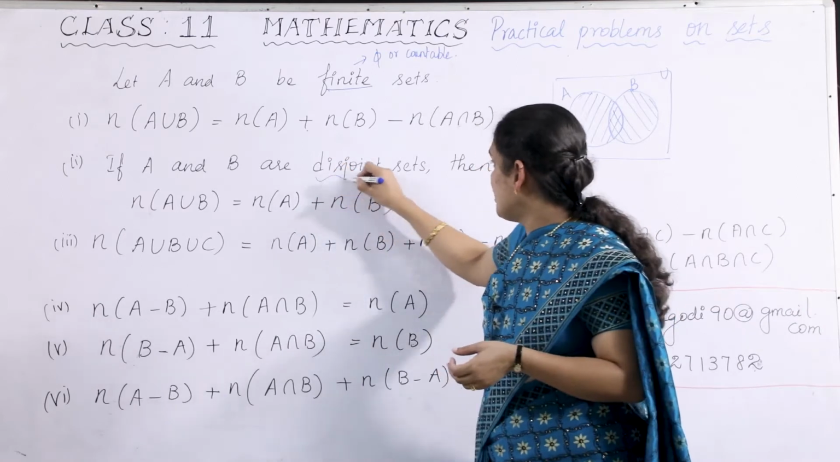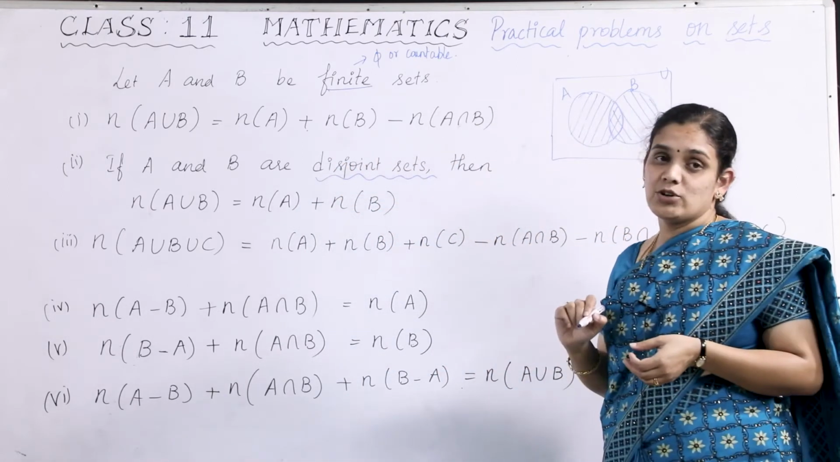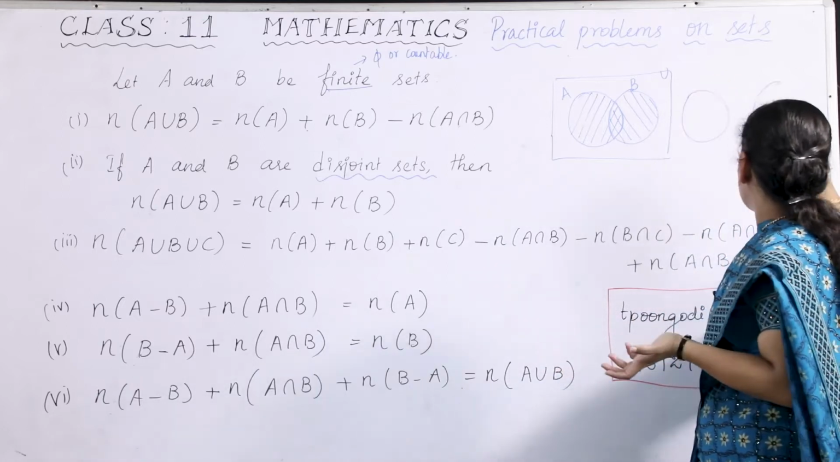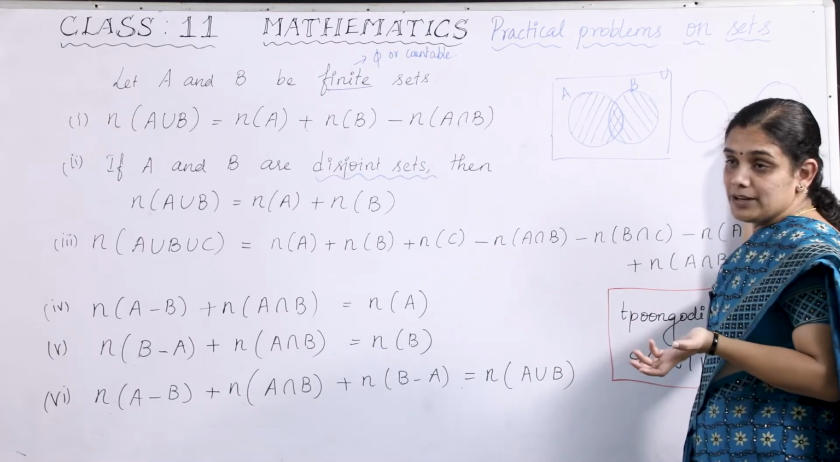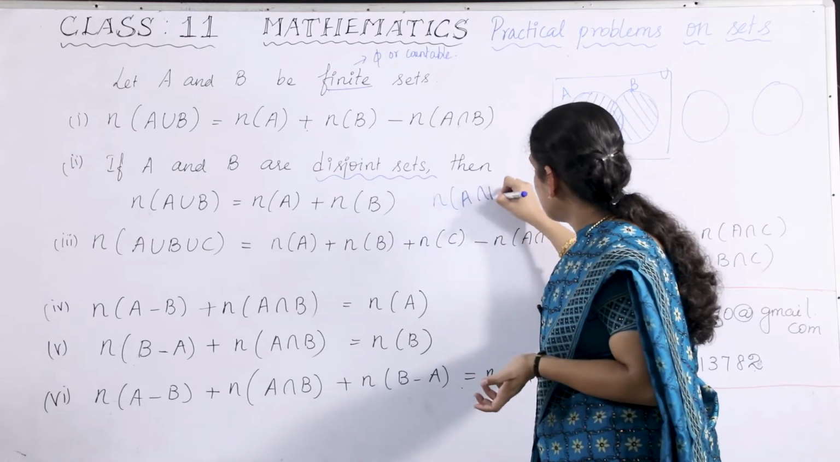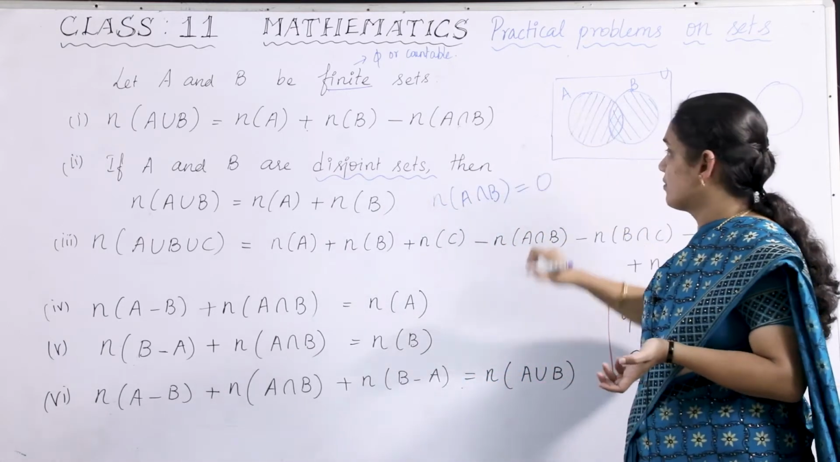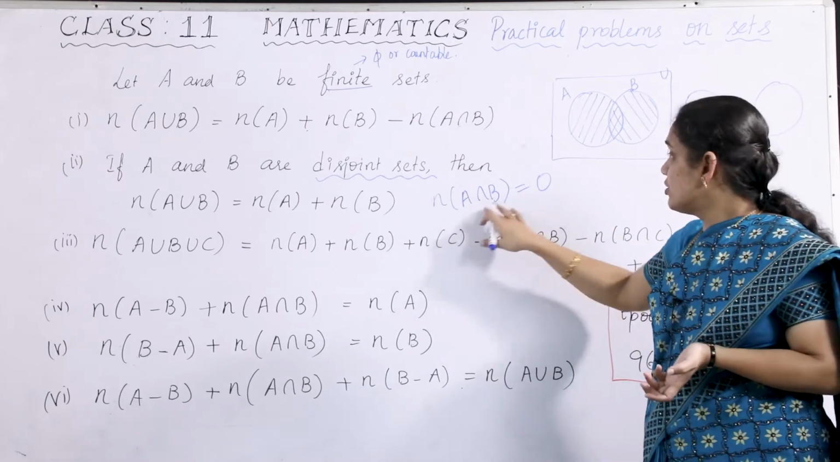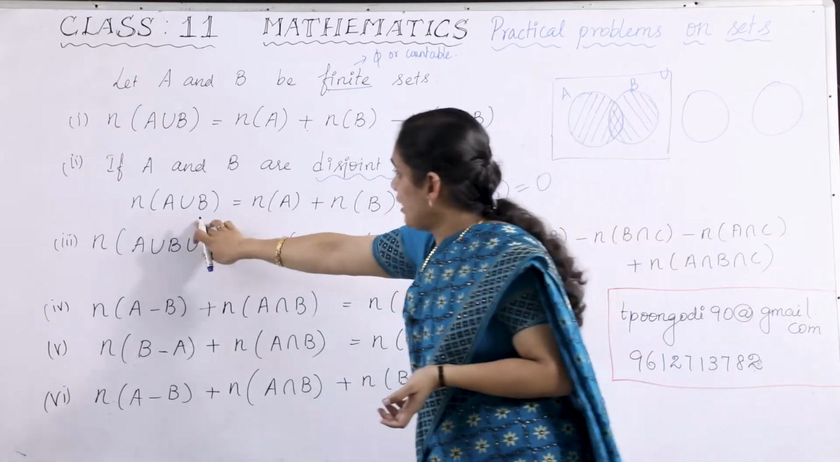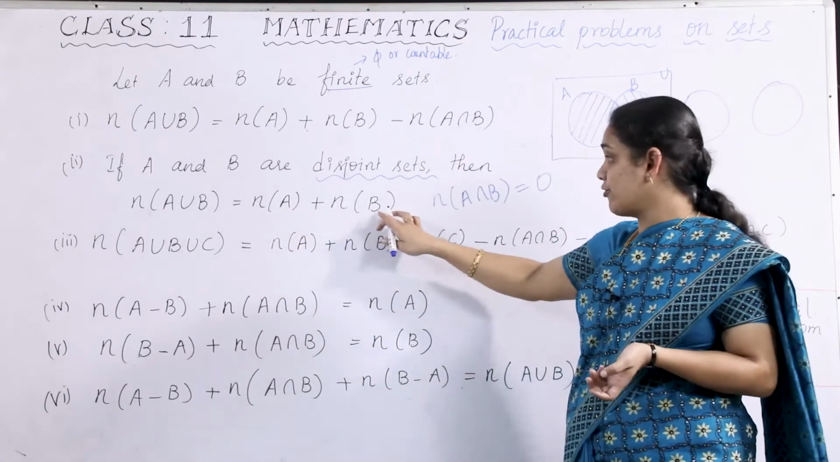Suppose A and B are disjoint sets, if they don't have any common elements. So two separate circles like this, they don't have any common elements. That means the number of elements in the intersection will be 0 because it's an empty set, right? So it will be 0. Therefore, if you put 0 here, you get this formula: n of A union B equals n of A plus n of B.